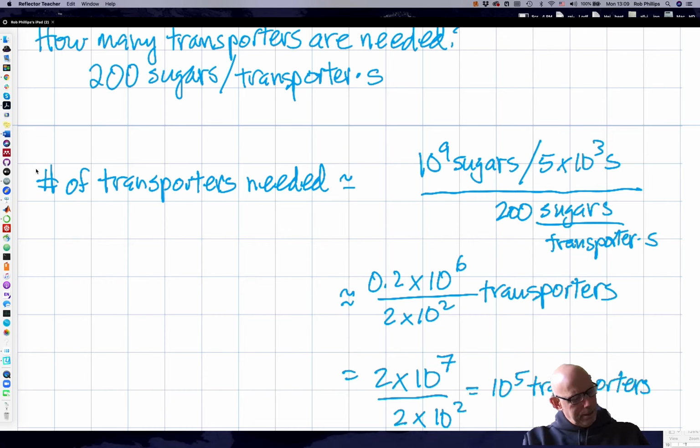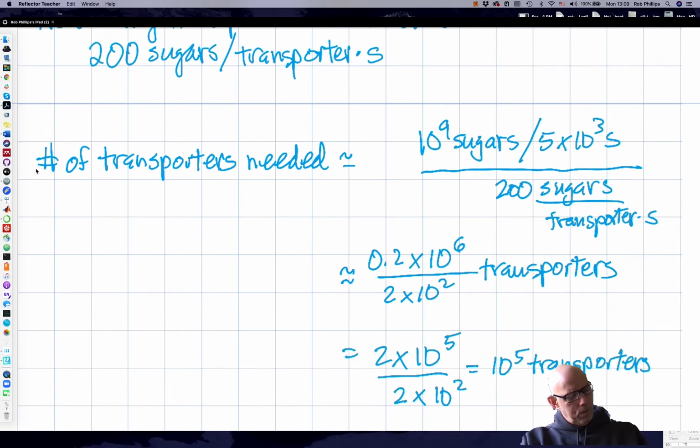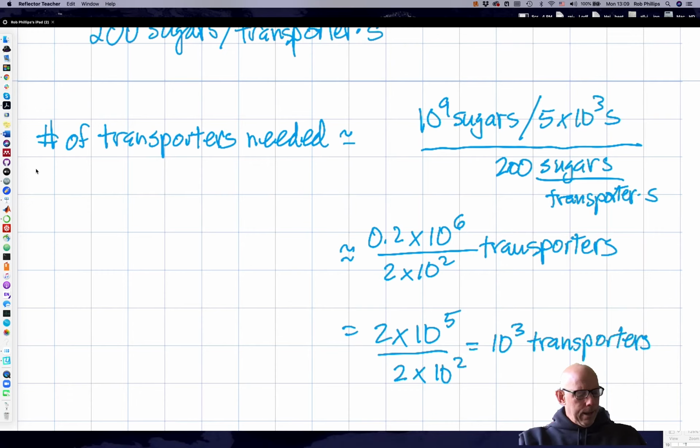0.2 times 10 to the 6th is 2 times 10 to the 5th. 0.2 times 10 to the 6th is 2 times 10 to the minus 1. Yeah, that's 2 times 10 to the 5th. And so that gives me on the order of 10 to the 3 transporters. I apologize for my mistake. So we conclude that there should be on the order of 1,000 transporters.